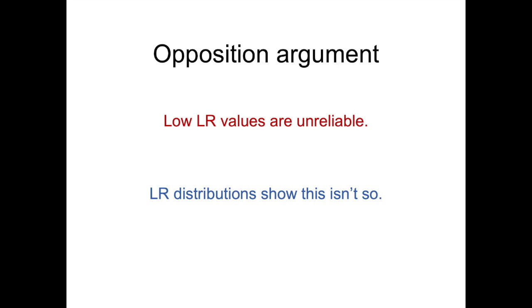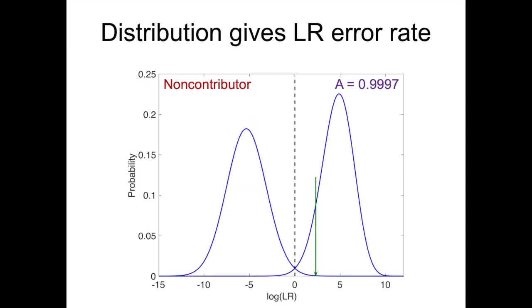His argument went nowhere. He was so desperate at the end, he was arguing high LR values were unreliable because what he was saying wasn't science. We used LR distributions to show why this wasn't so. Here are the 2 distributions. The non-contributors on the left, the contributors on the right.